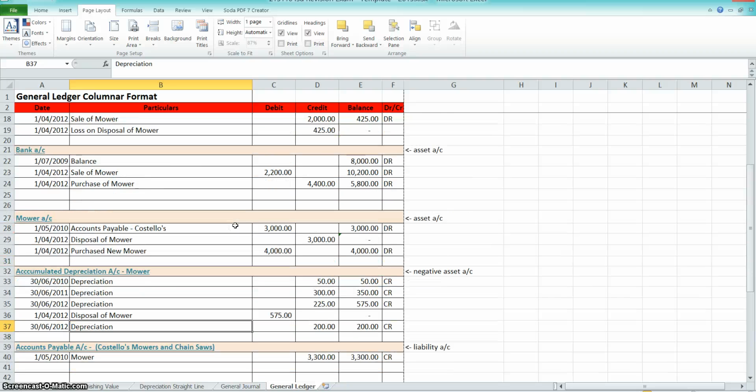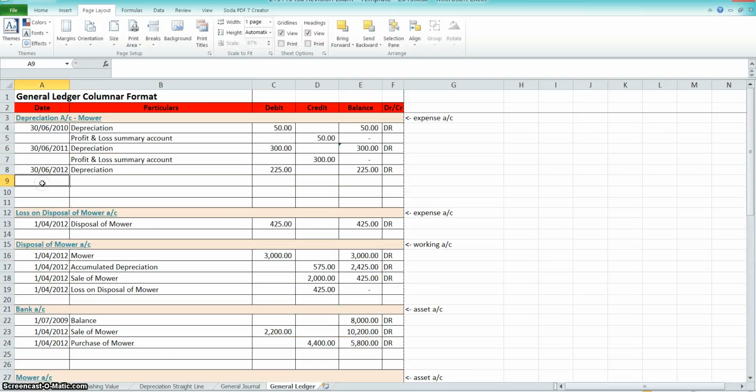If we scroll up to our depreciation account, put in 30th of the 6th, 2012, depreciation was equal to our debit of 200, which gives us a balance for the 2012 year of $425 depreciation. So we've got the depreciation we could claim on the old mower up until the day we sold it, 1st of April, and then the depreciation on the new mower from the day we bought it to the end of the financial year. So in total, we can claim depreciation of $425.